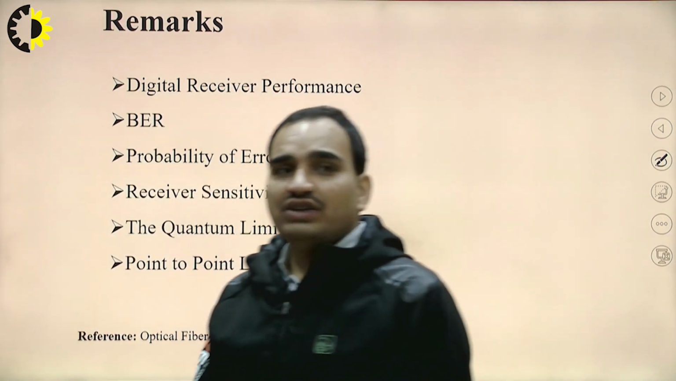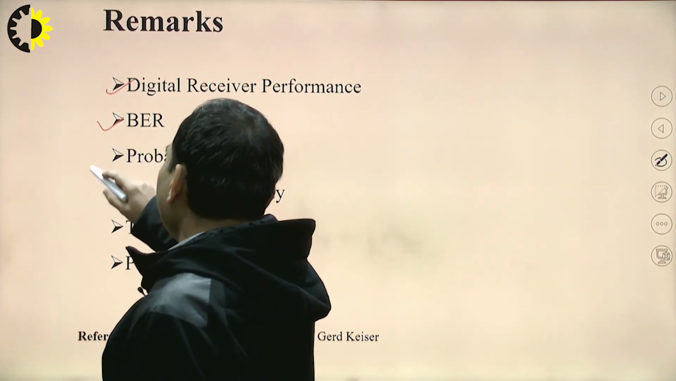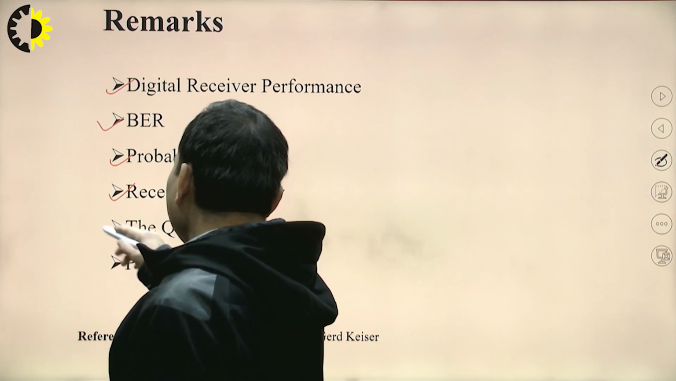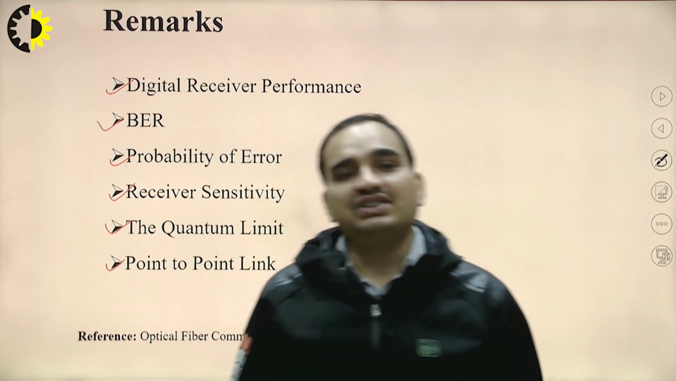So in this lecture, we have discussed the digital receiver performance, the bit error rate, BER, probability of errors, the receiver sensitivity, the quantum limit and the point-to-point link. So here we are going to end this lecture. Thank you.